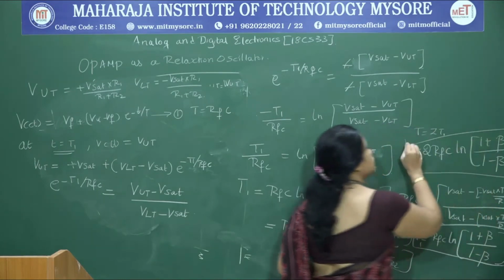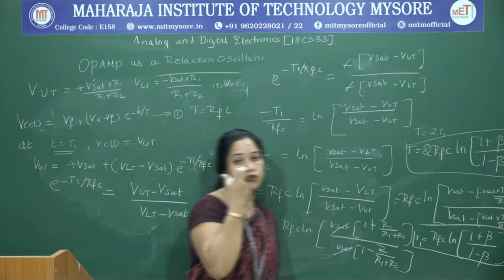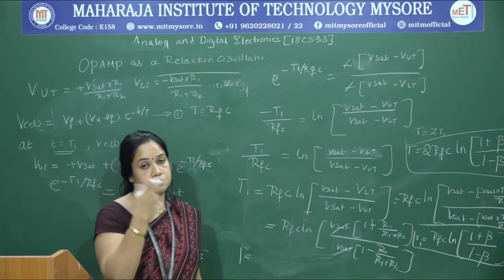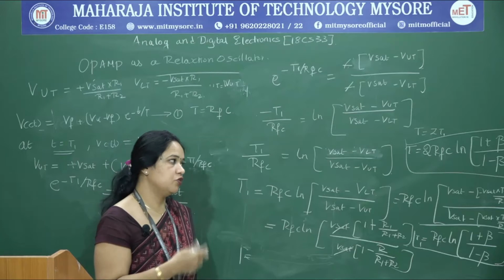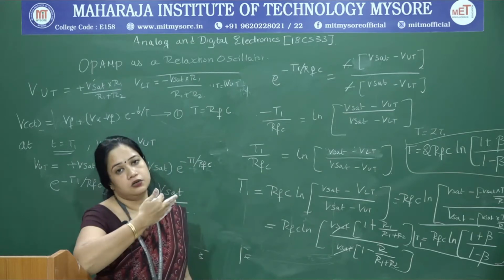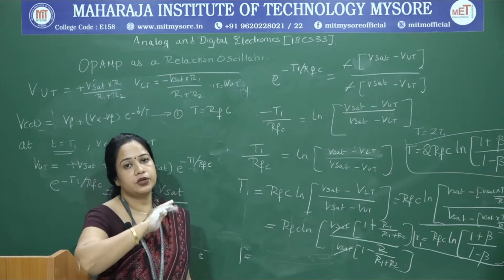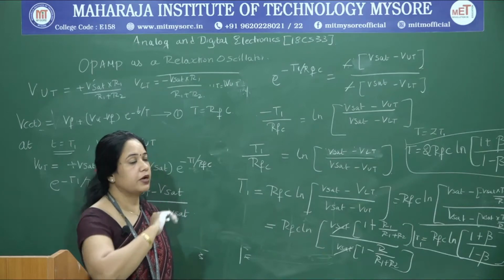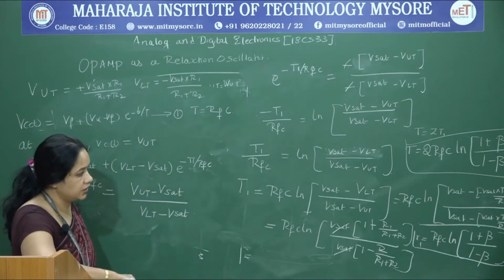This is the expression for the time period of the pulsed output waveform. If you want the frequency, you take the reciprocal of the time period, and you get the frequency of the oscillations obtained by your designed relaxation oscillator.